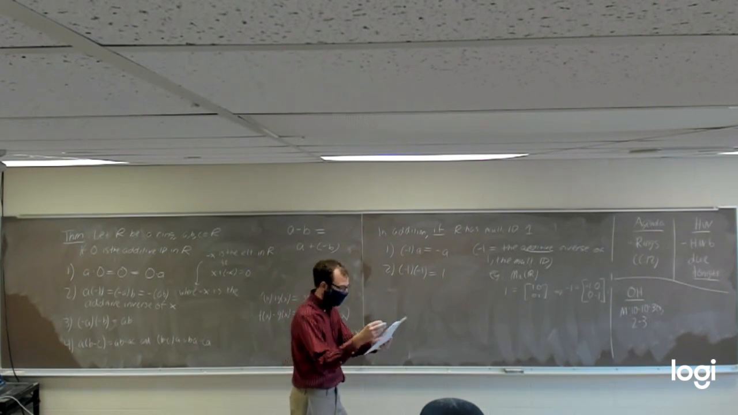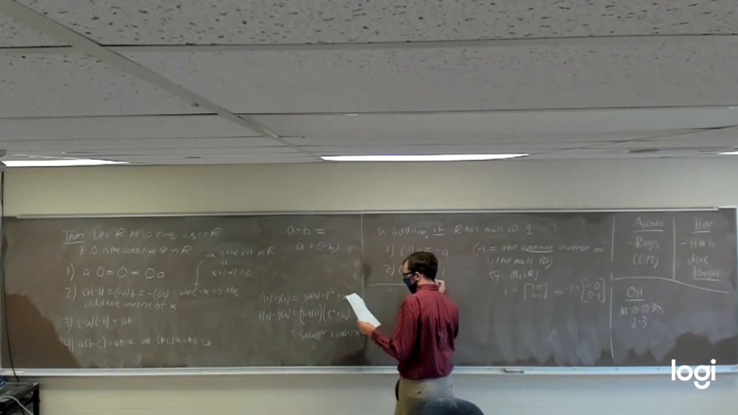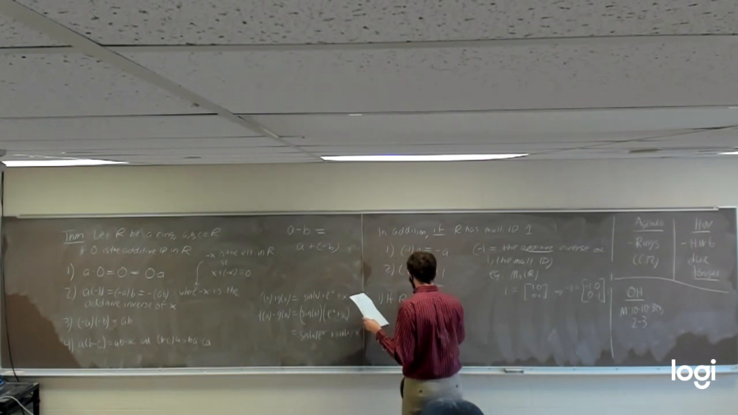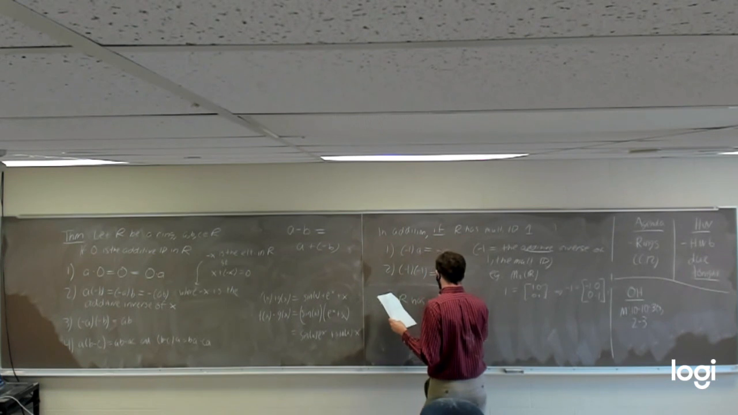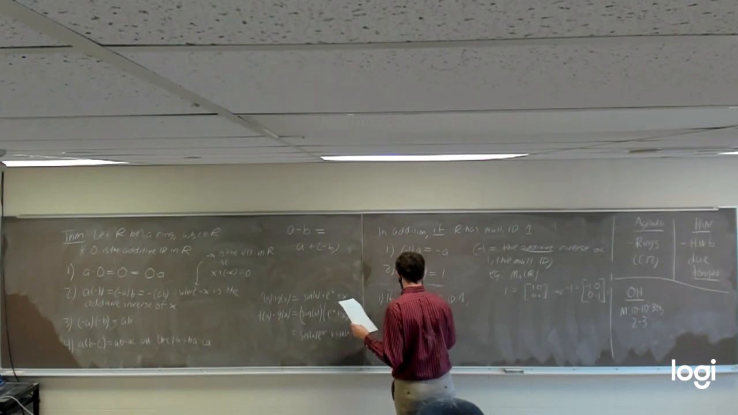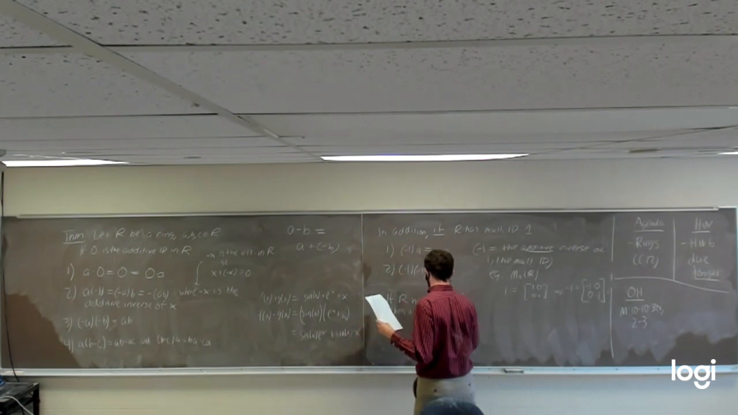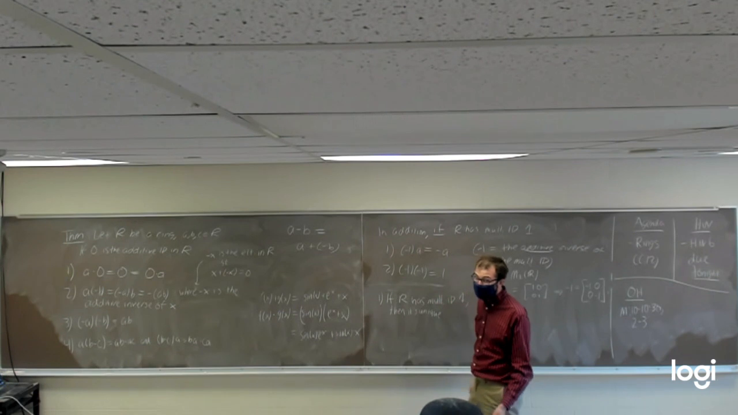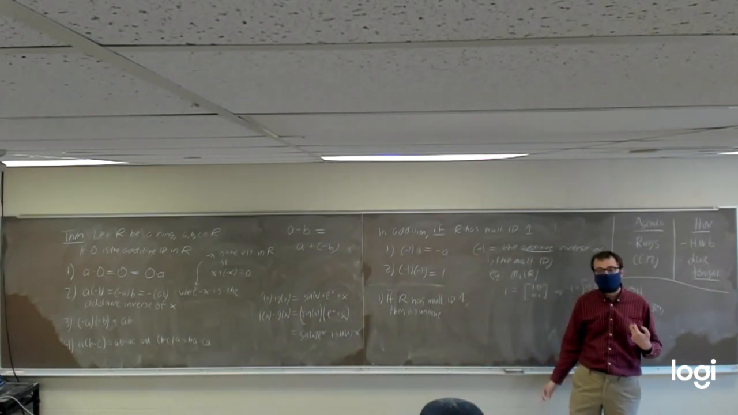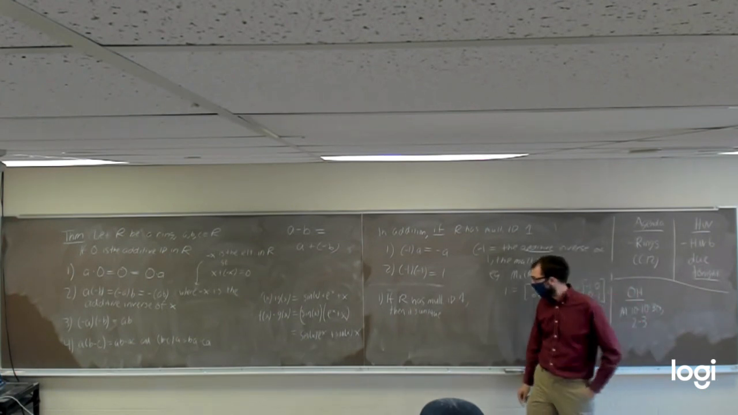And finally, I don't know why I have these in a separate section 1 and 2. I'm just going to say if R has multiplicative identity 1, then it's unique. So in other words, if we have a multiplicative identity element in the first place, then it has to be unique. There can't be multiple multiplicative identities.